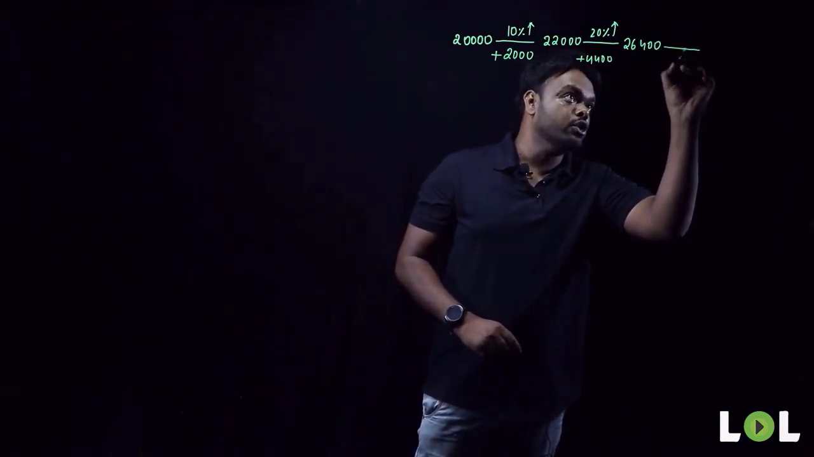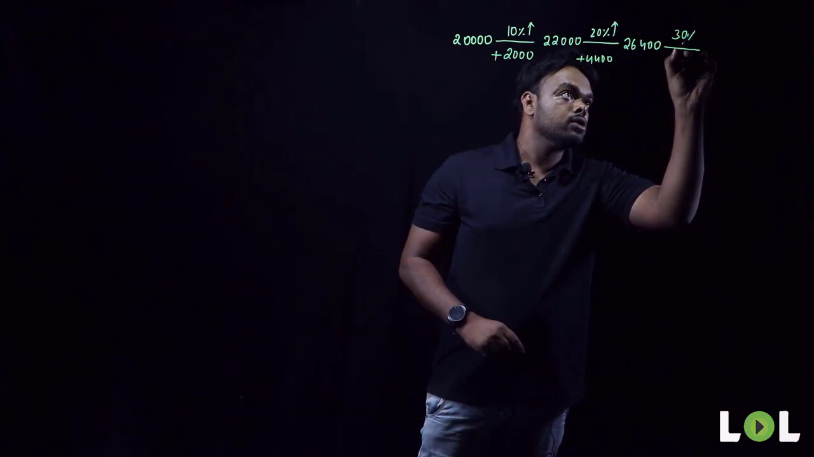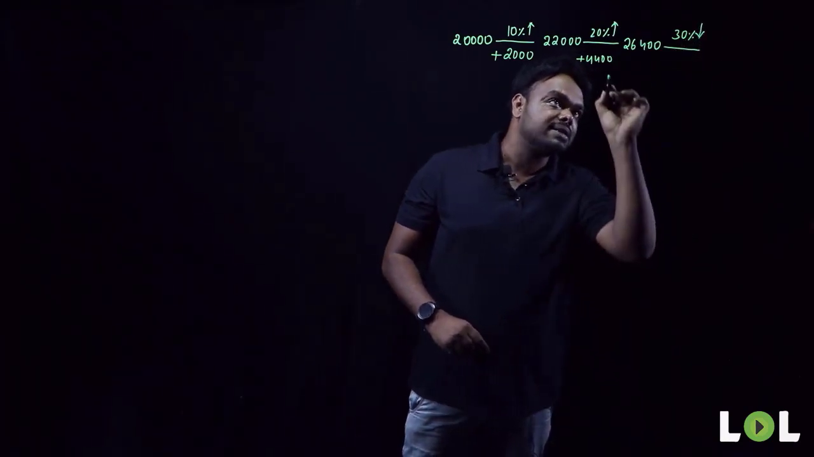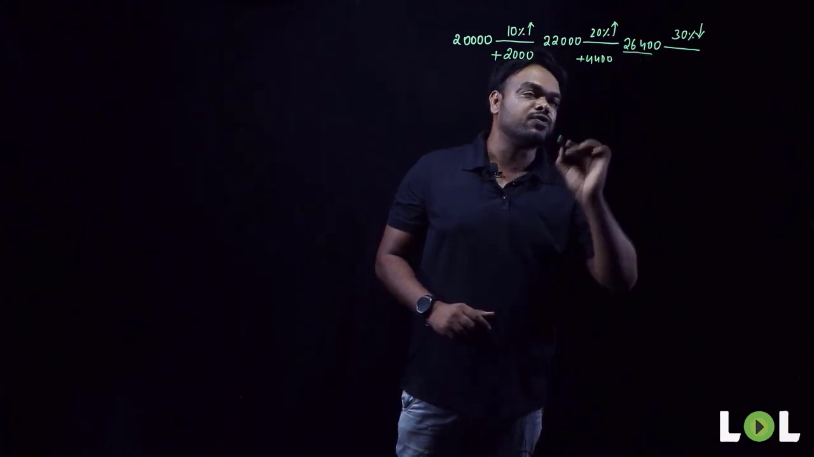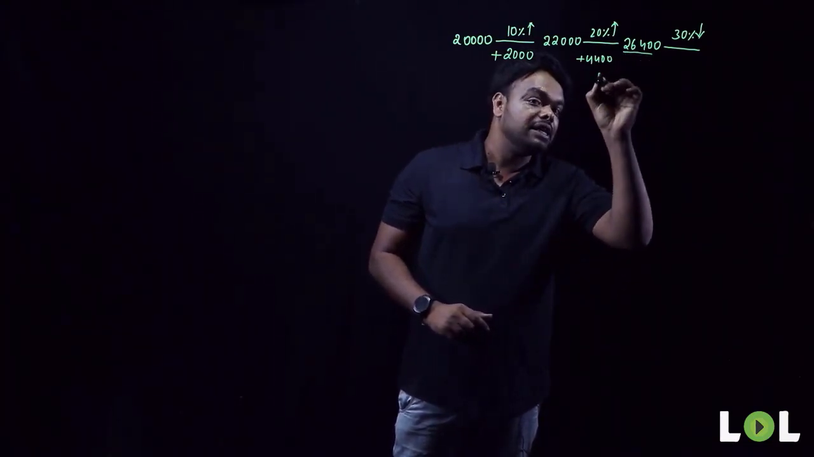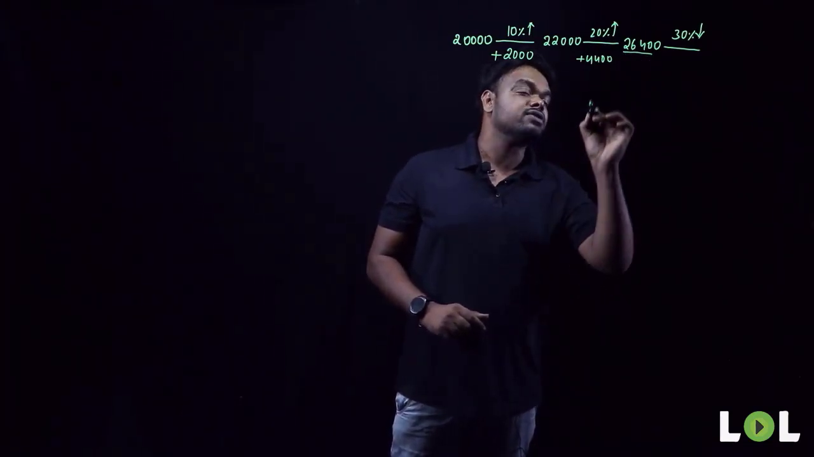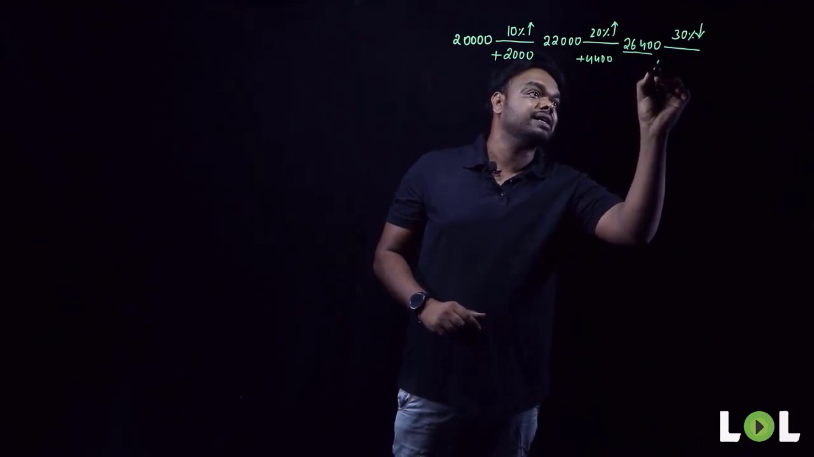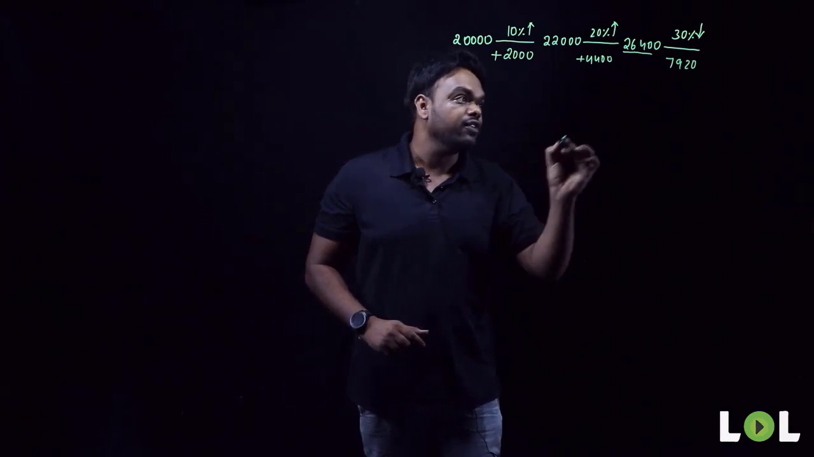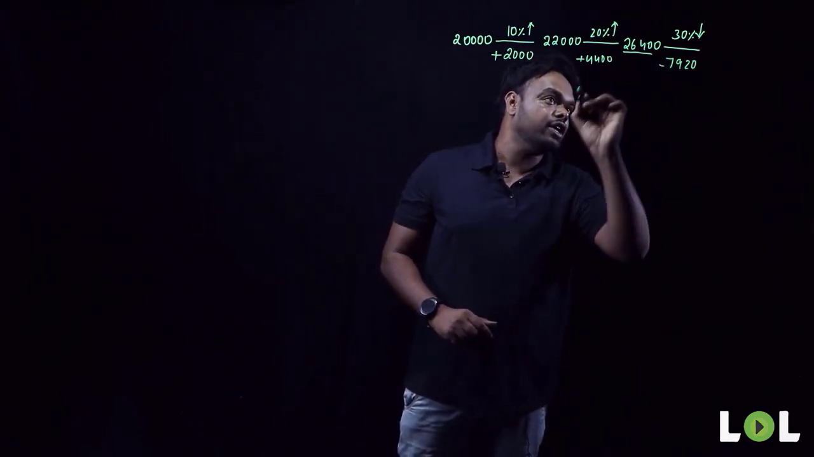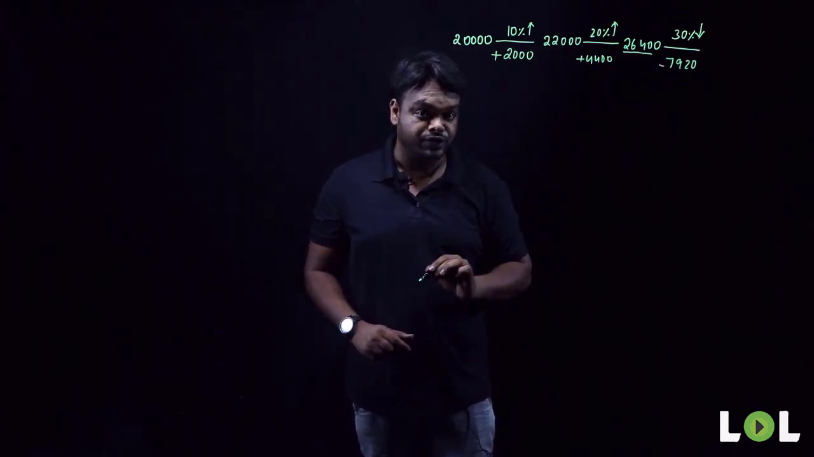Careful, it has reduced now. So we need to calculate what is 30% of 26,400. We know 10% is 2,640. If you multiply that by 3, we should get 30%. That should give us 7,920. So if I subtract that 7,920 from this, we should get the population after 3 years.